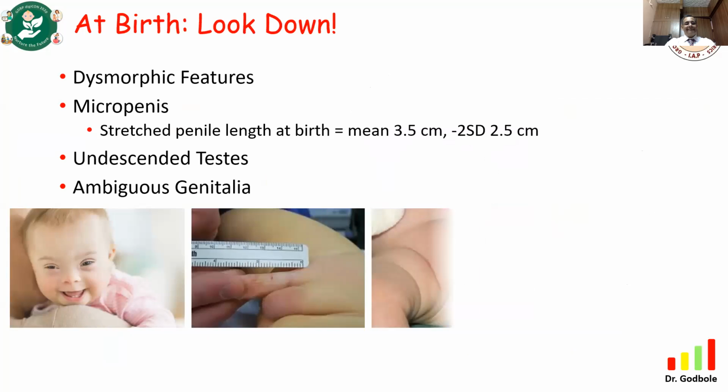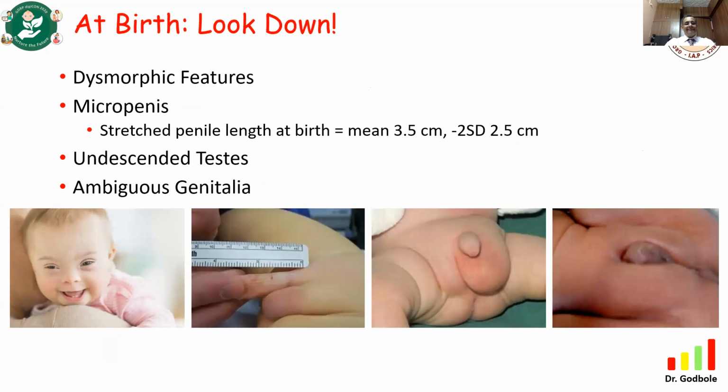Then look down. Don't forget to look down. That is another area we really miss. Look down for the dysmorphic features; we can pick up genetic disorders at a very early stage. We never practice this measurement of penis at birth. Very important point, which is going to give a lot of clue to pediatric endocrinologists like Khadilkar or Vajpayee or Madam. Undescended testes we should not be missing, and ambiguous genitalia.